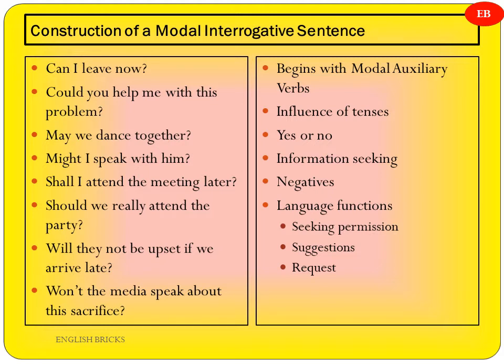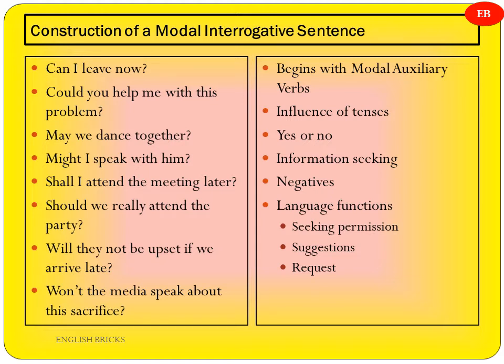And the answer could be either yes or no, or information seeking in a way. Maybe dance together is yes or no, but in a way, I'm asking for information. See, all interrogative sentences ask for information, whether in one word or in a little more than one word or something like that. But both, they are yes or no here, and they also are seeking information.